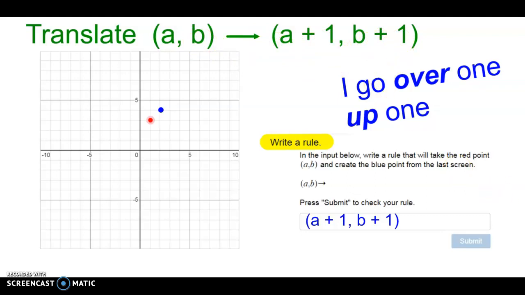So go ahead into the Desmos activity, try this on your own, and have some fun with it.